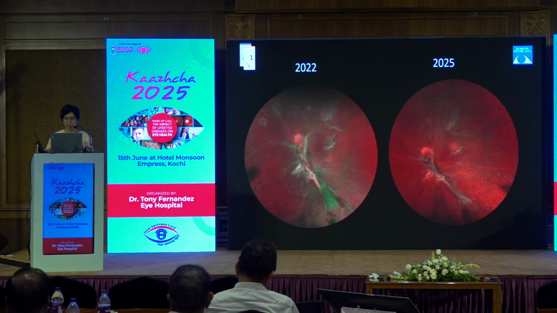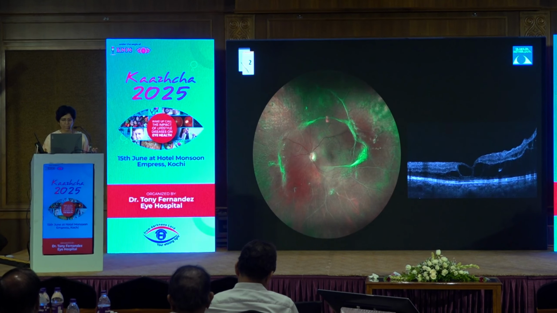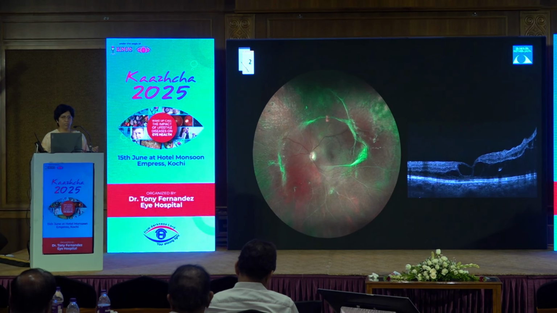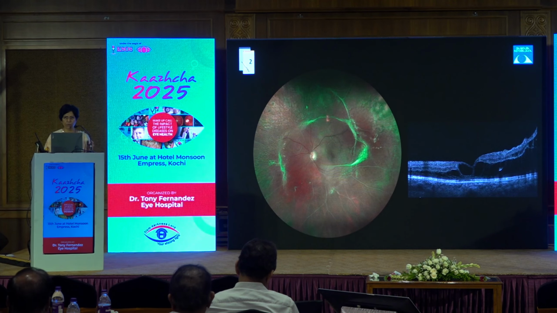So best is to leave the patient at this stage, let the macula be like this, and the patient may enjoy this vision for the next 1 or 2 years. Once the macula gets detached, you are justified in offering surgery for this patient. And I have many such patients, many such examples where I have observed the patient.